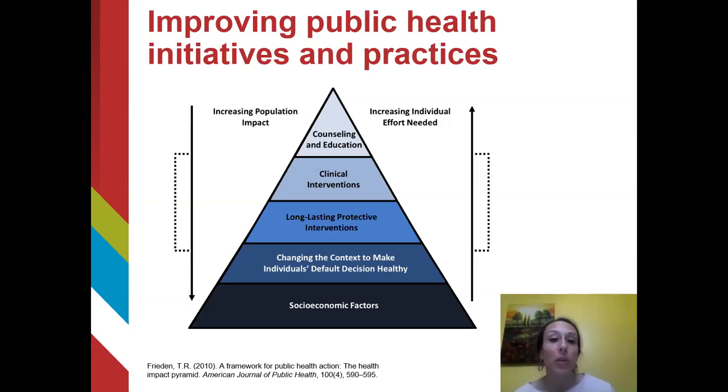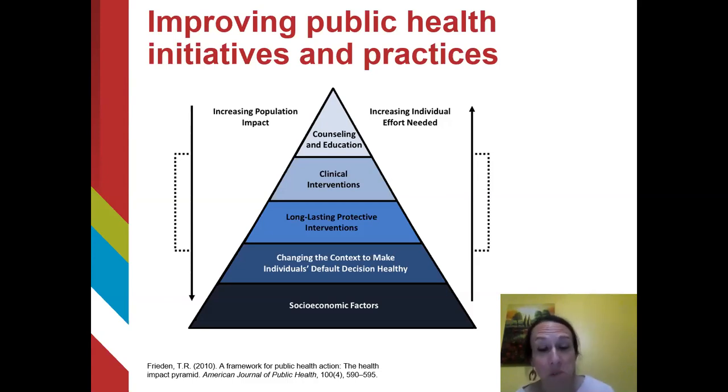At the top of the pyramid with counseling and education, those are all good and important strategies, but they are very time consuming, they can be very costly, and you're only reaching one person at a time. Whereas at the base of the pyramid, on those other strategies like addressing the socioeconomic factors and the context to make healthy choices easier, those are things that are going to affect more people. So we're going to get a bigger bang for our buck, you could say, if we engage in some of those strategies. Let me give you an example of how this might work.